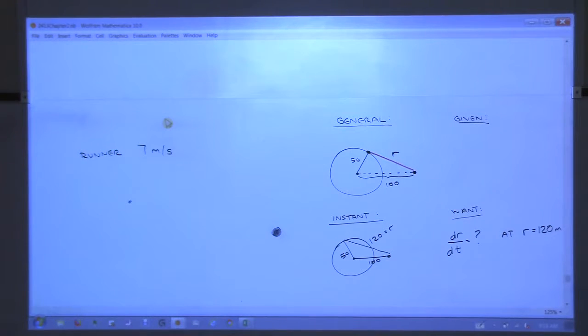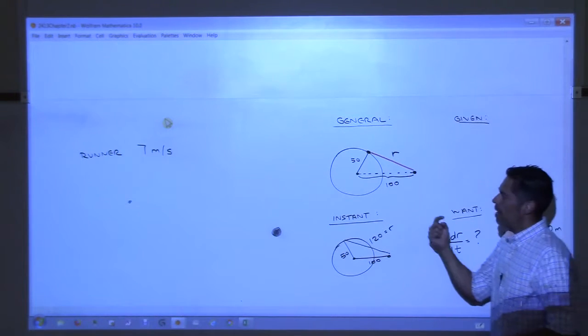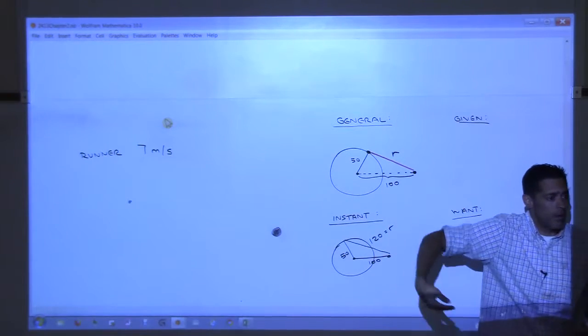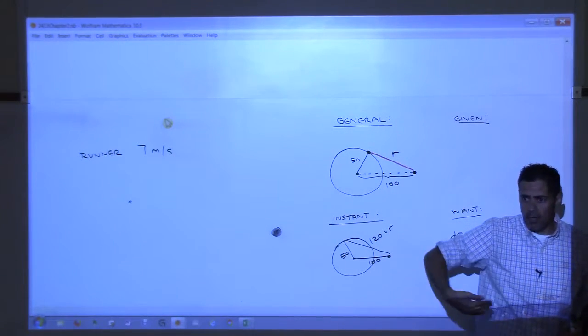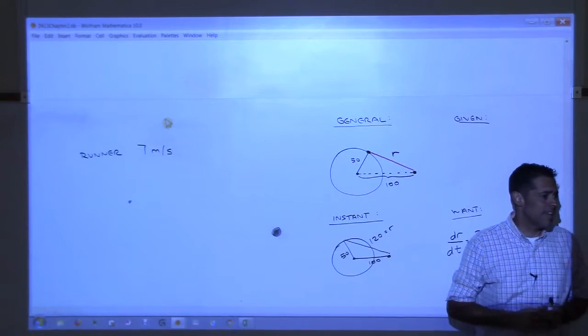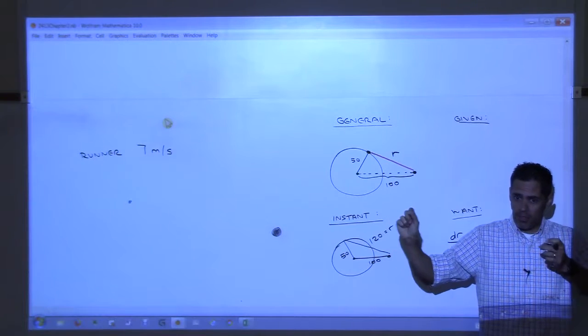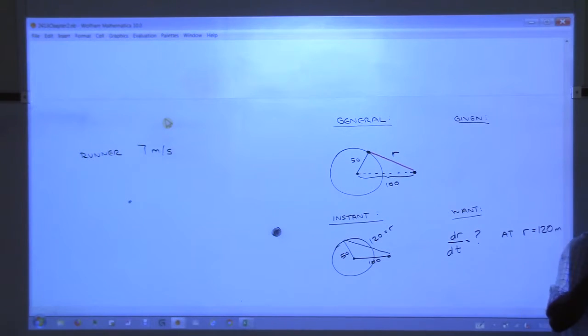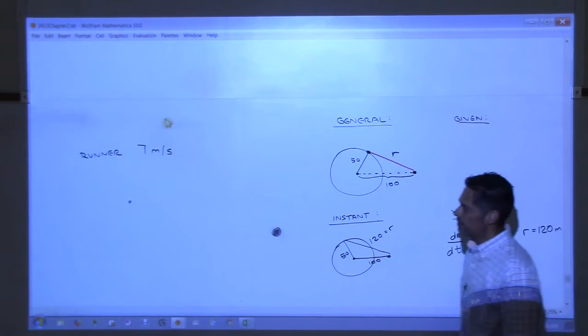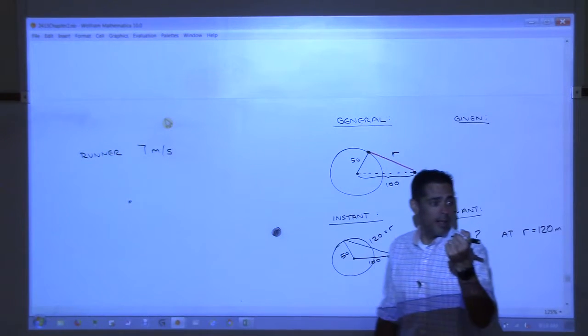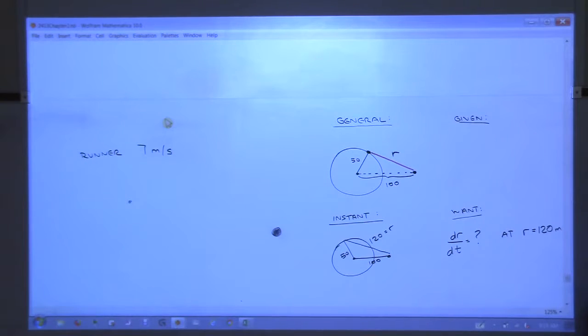Now this goes back to pre-cal. Think about the runner going along here. They're running along a curve, aren't they? 7 meters per second is a linear speed. So there's something from pre-cal that has to do with circles and linear speed. Let's see if you remember any of that. Angular speed, okay, right? There was angular speed in pre-cal.